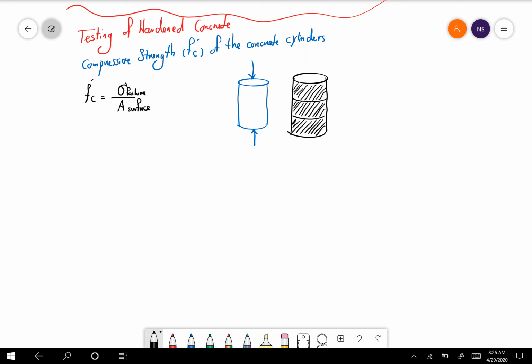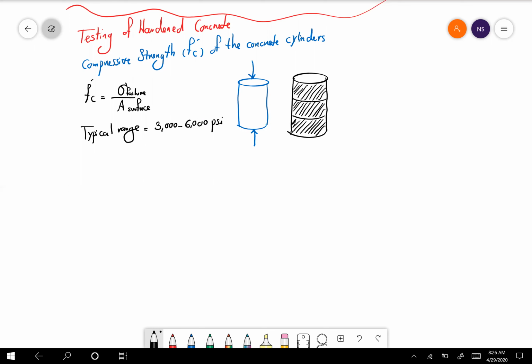A typical compressive strength range is usually between 3,000 to 6,000 psi. So the typical range is 3,000 to 6,000 psi.